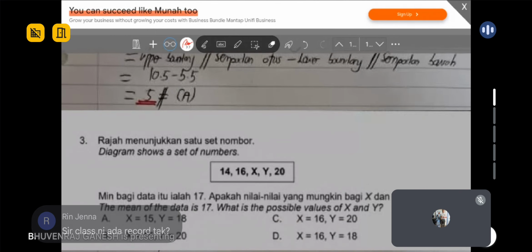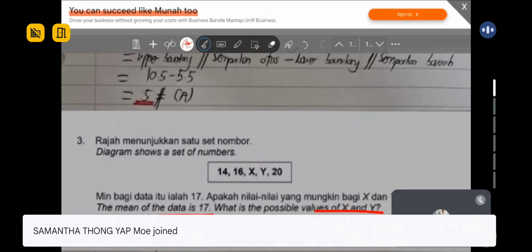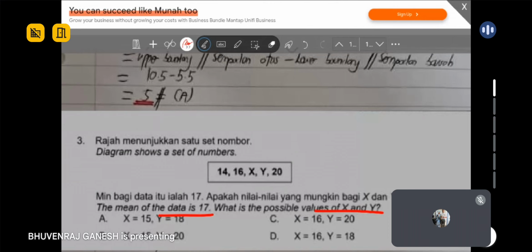Okay, so this question, they say that the mean is 17. Okay, mean data, yes, ada. Jangan risau. Okay, it's recorded. Okay, so they ask you what is the possible value of x dan y. Apa nilai mungkin bagi x dan y. So guys, I give you all time lah. You try and see. Cuba buat. What will be your answer? This question is slightly different from what you usually see. Sedikit berbeza. So kamu kena cuba. But not that hard. Tak sangat susah.